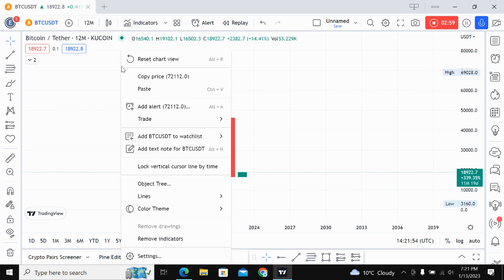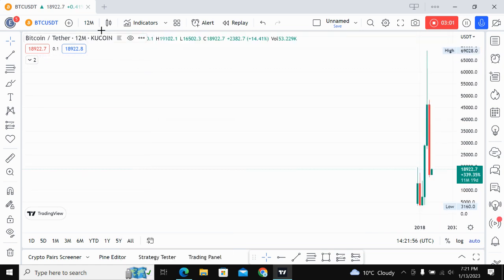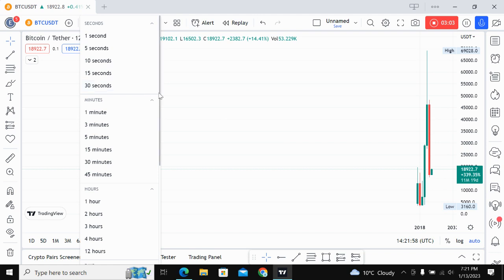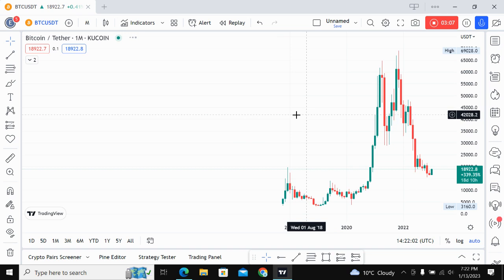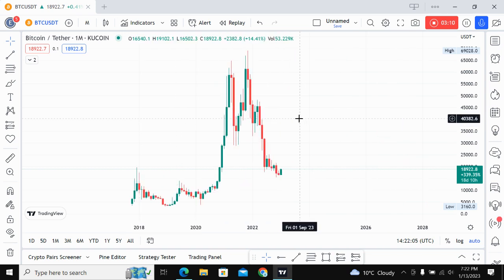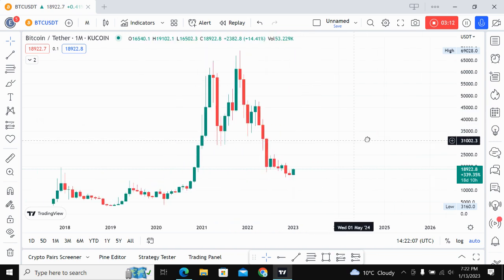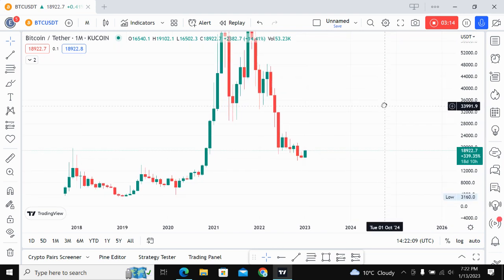Okay, this was my higher time frame analysis. Now I would move to the 1 month analysis. I would select 1 month. Okay, I'm not using any indicators or anything. I'm just charting, just analyzing the charts.